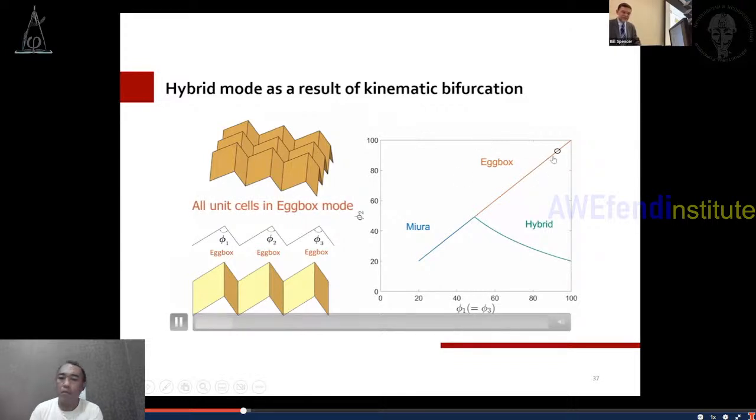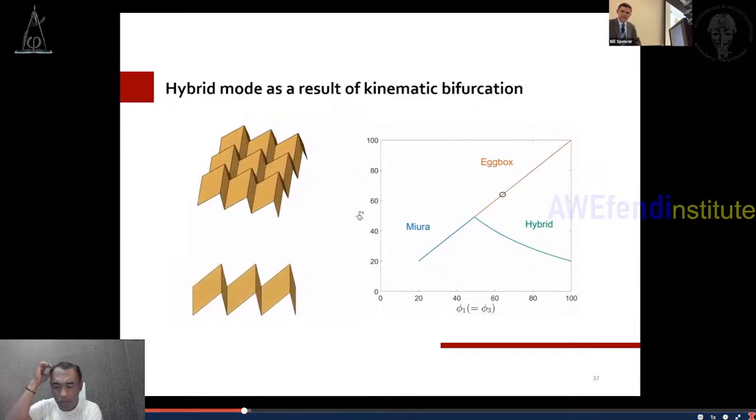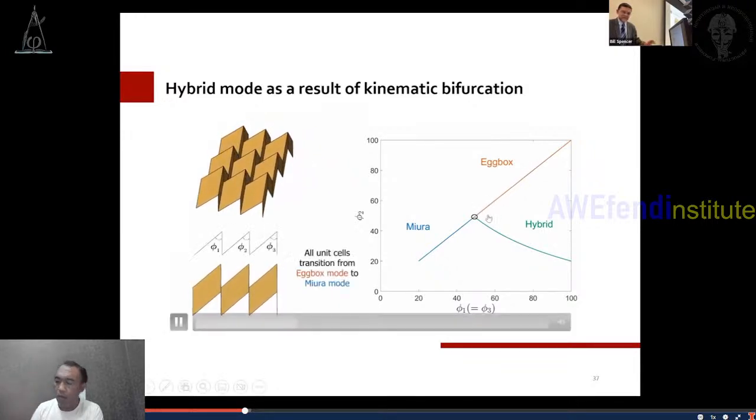Cells are in the egg box mode, as you can see here. And you come, and this here is a transition point, and then all of them are going to switch.